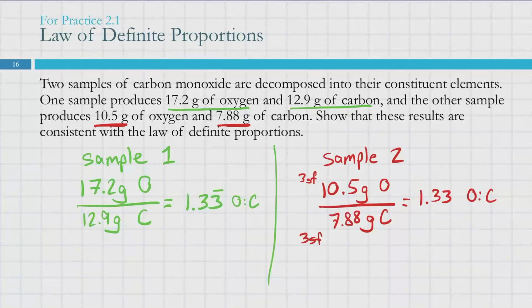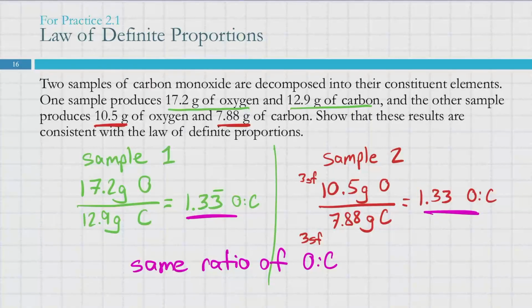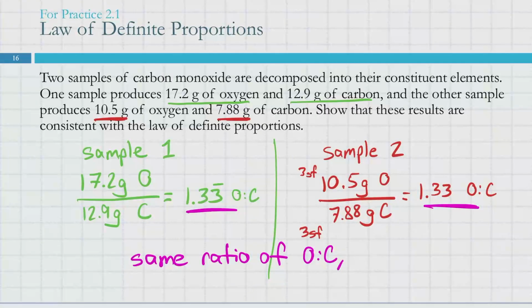So we got the same ratio of oxygen to carbon. So it's consistent with the law of definite proportions. Since sample 1 and sample 2 are both water, just from different sources, we got the same ratio. That's a good sign. Questions?